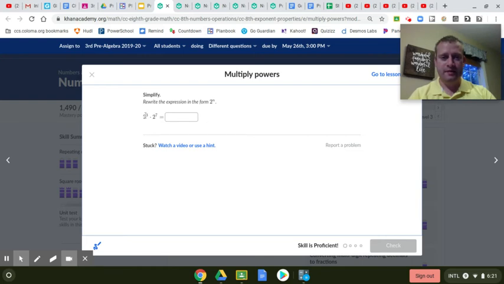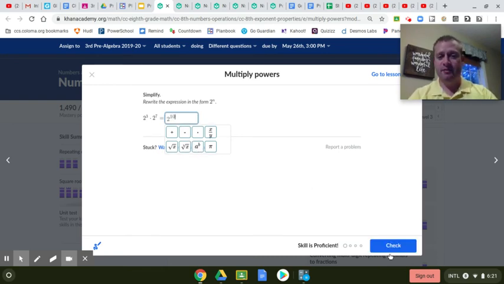So it's a quick, simple addition. 3 plus 7 all together. 2 is going to be multiplied 10 times. Make sure you click this little AB thing because powers are raised up.